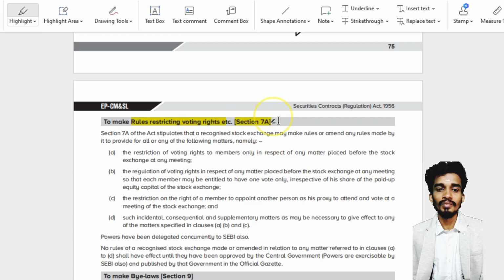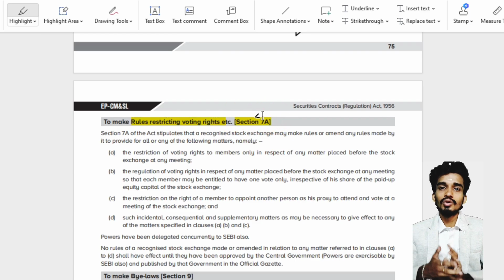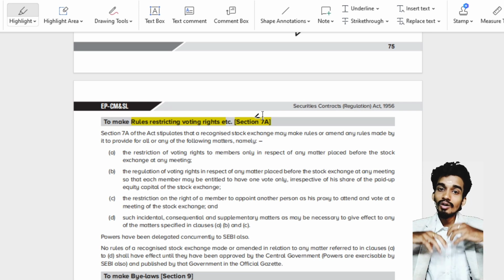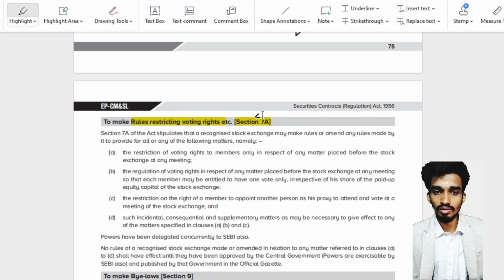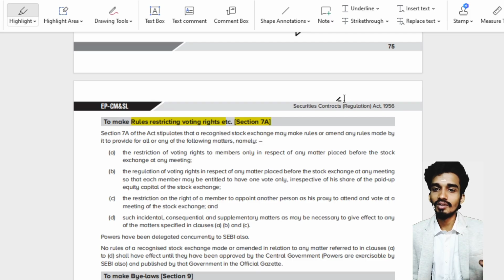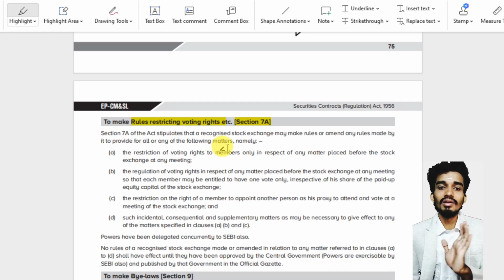Okay, Section 7A. To make rules restricting voting rights means what? If any person is holding the majority of the rights in a particular stock exchange, say the person himself has 80 percent of shares in the recognized stock exchange, he himself can take the majority decisions, because a special resolution requires 75 percent. So if any decision, a special resolution, is between the public, but he himself has the majority, then the recognized stock exchange can impose restrictions on voting rights, because whenever a person has a majority of the stake, he himself can take majority decisions. To avoid this, they can restrict the voting rights.